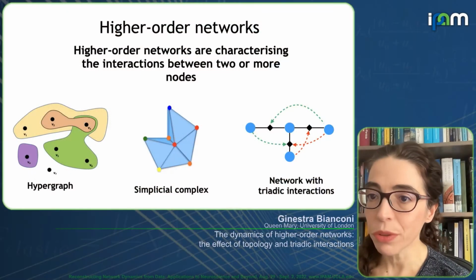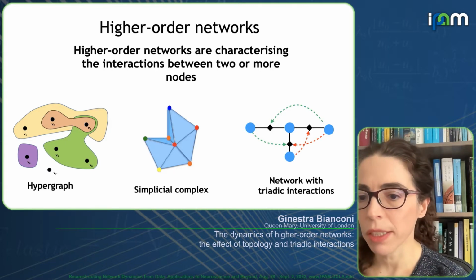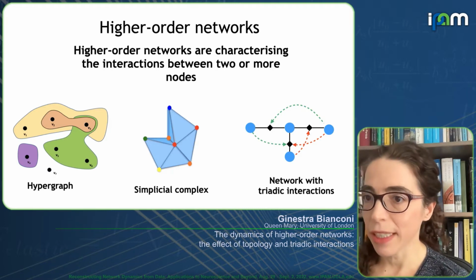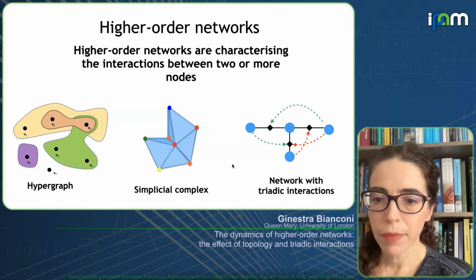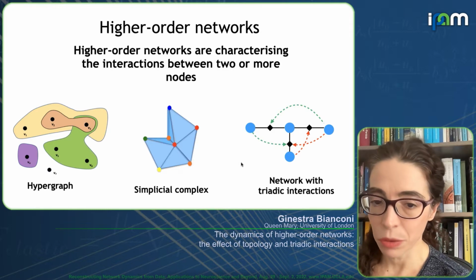And today I would like to speak about higher order network and dynamics. This is a really exciting work we have been doing at the interface between network science, nonlinear dynamics, and topology mostly. And so let me start. So higher order networks encode the interaction between two or more nodes, and they come in different modality. You can have hypergraph, simplicial complex, or even network with triadic interaction, on which we focus recently, and which I will discuss later on by the end of this talk.